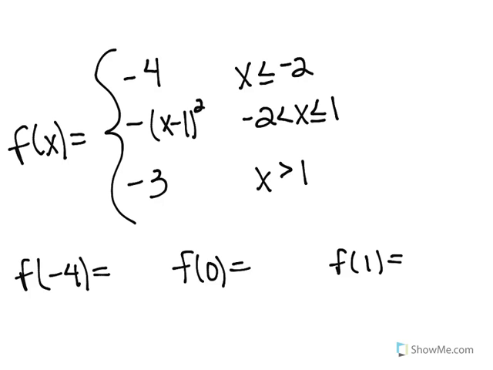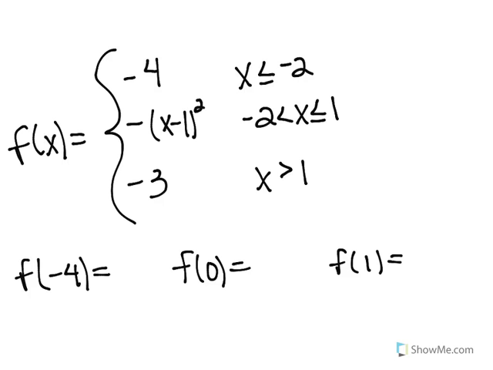So this function says that when x is less than or equal to -2, f of x equals 4. And then when x is greater than -2 and less than or equal to 1, f of x is negative x minus 1 squared. And when x is greater than 1, f of x equals 3. So it wants us to evaluate it at -4, 0, and 1.